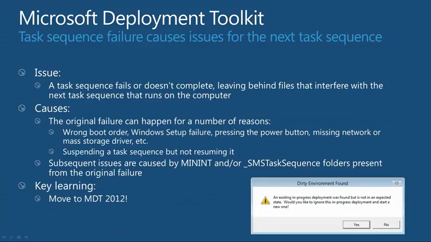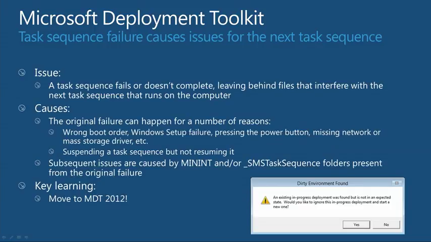We've also run into challenges where one task sequence failure can cause issues with the next task sequence deployment. We've tried to address that in MDT 2012 and MDT 2012 Update 1 by setting flags to indicate when things are restarting cleanly and when things are failing. And as a result, you may see a dialog like this one that says, "We found a dirty environment." The task sequence was running along and something happened to it.